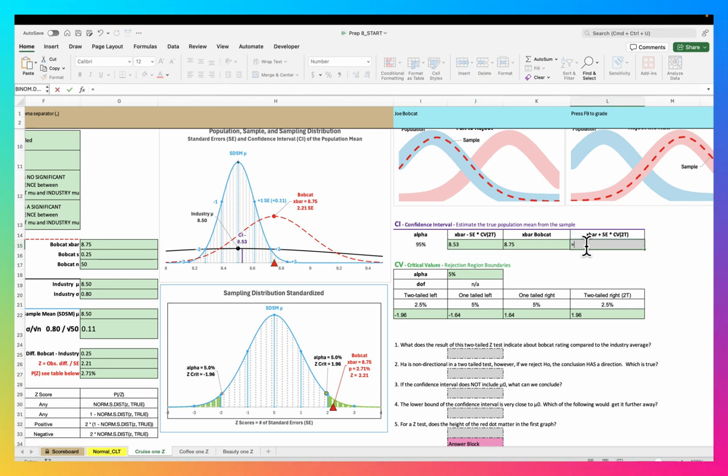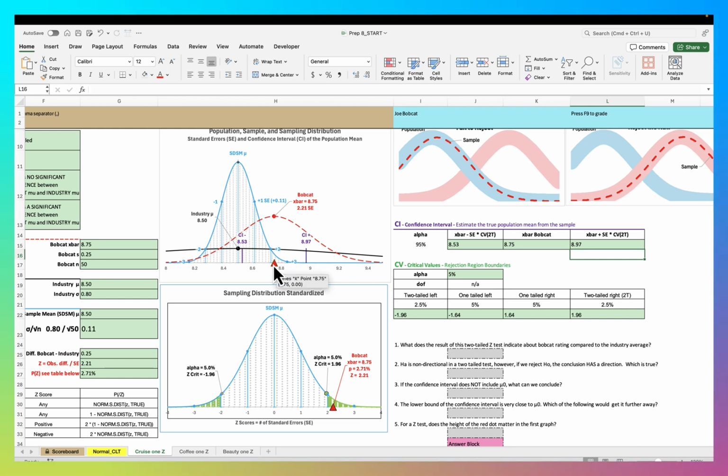And then to get our upper bound, it'll be that plus, this time, this standard error times the two-tailed right. The only reason we pick the two-tailed right is because we want that number to be positive. Makes the math easier. All right, so here's our confidence interval.